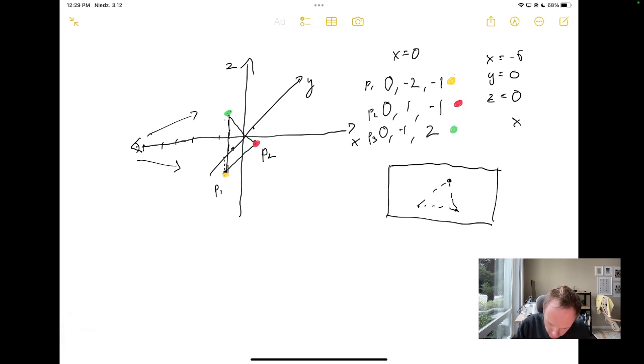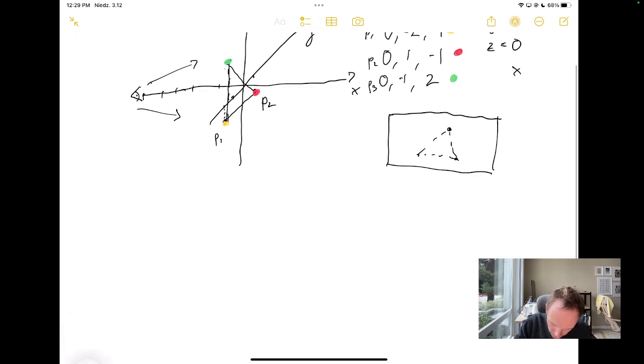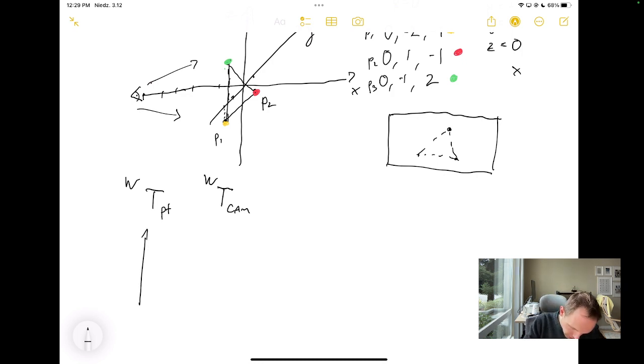Let's break down the process. We have the pose of the points 1, 2, 3 in the world frame. We have also the pose of the camera in world frame, and let's break down the process into steps. So first we have the situation in world frame.